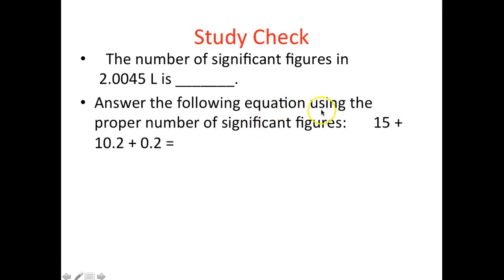Answer the following equation using the proper number of sig figs. So you are adding all these numbers, and 15 doesn't have any digit after the decimal point. 10.2 has one digit in the tenths place, 0.2 has one digit in the tenths place. However, 15 has its least digit in the ones place. Therefore, your final number should have its last digit in the ones place. All right, so 15 plus 10 is 25, and that will be your answer.